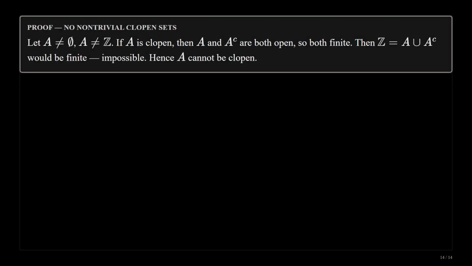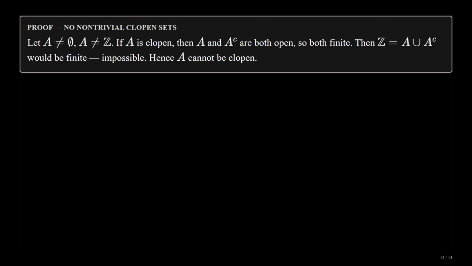Last claim: no non-trivial subset of Z is clopen in the cofinite topology. Suppose A is neither empty nor all of Z, and assume it's clopen. Then A and its complement are both open, so both have finite complements. Wait, carefully. Both A and its complement must be open, so each is empty or has finite complement. For non-trivial sets that forces both A and its complement to be finite, then Z, their union, would be finite. Impossible. So the only clopen sets are empty and Z. That's a classic connectedness flavor fact.